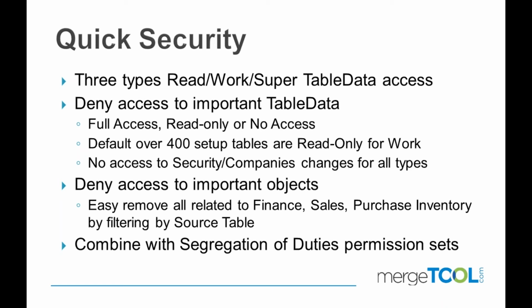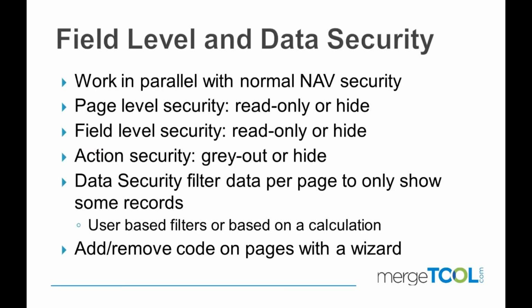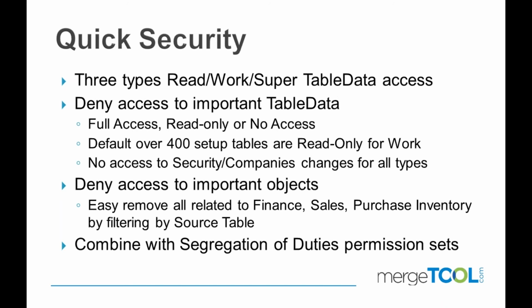Quick security is a part of the login and permissions, but we really create three types of users: reading, working, and super access to data. You can deny access to important data, reducing down to read only or to no access. And we have already reduced the permission for working access down to read only for 400 setup tables. Even on the super level, it allows people to use the whole application and do all the setup they need, business application-wise, but with no access to security or to creating or deleting companies and things like that that are more the technical part of NAV.